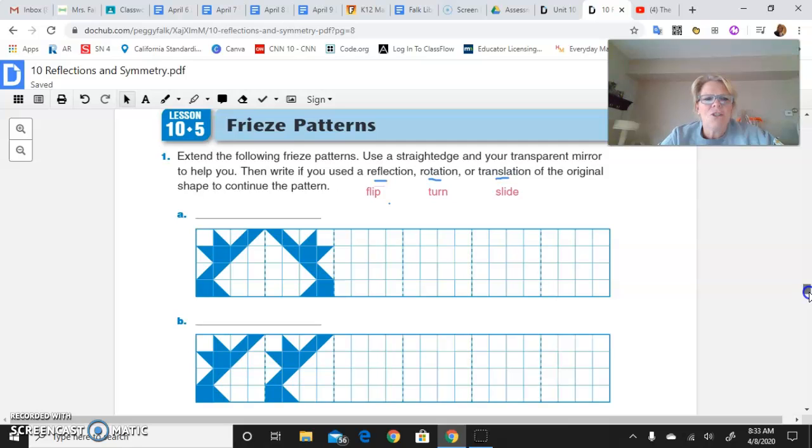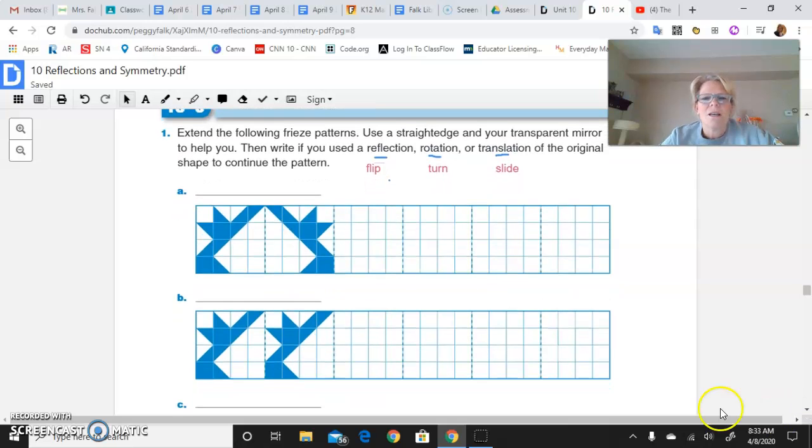So each one of these freeze patterns is either a reflection, a rotation, or a translation. So I want you to see if you can figure out which is which. And so here's a little trick to kind of remember. If you have a reflection of a pattern, basically you have an FL in here. So the pattern has flipped.